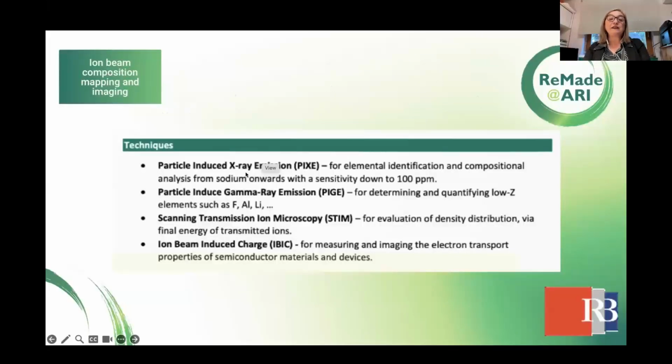I will mention these techniques, PIXE and PIGE, but in the context of mapping and imaging. And we'll also talk about two techniques Johan didn't talk about at all. One is Scanning Transmission Ion Microscopy, and the other is Ion Beam Induced Charge, which is a really nice technique for measuring electron transport properties of semiconductor materials and devices.